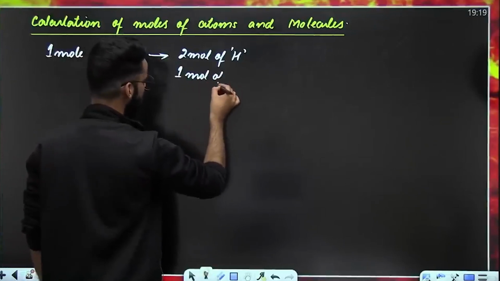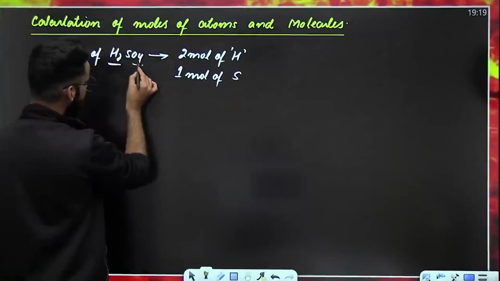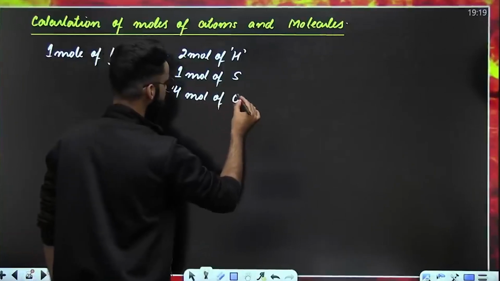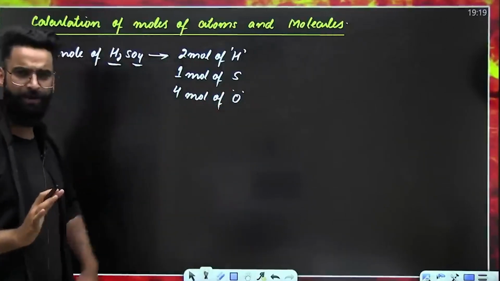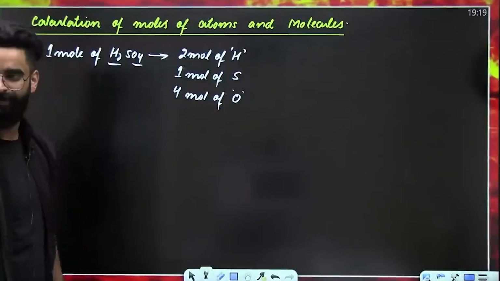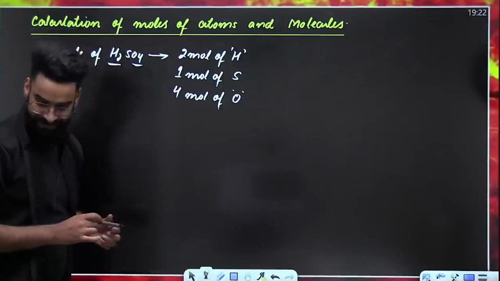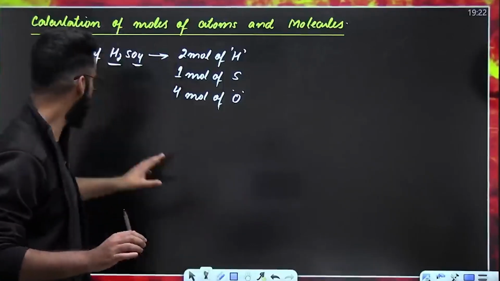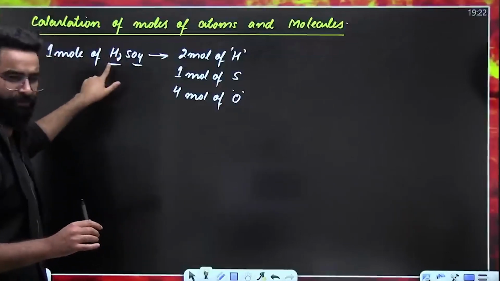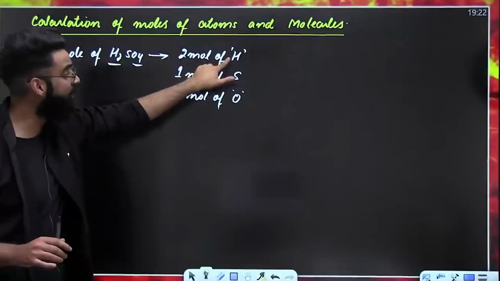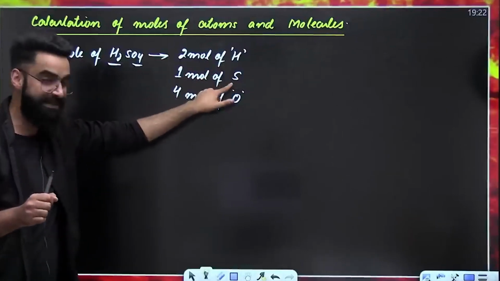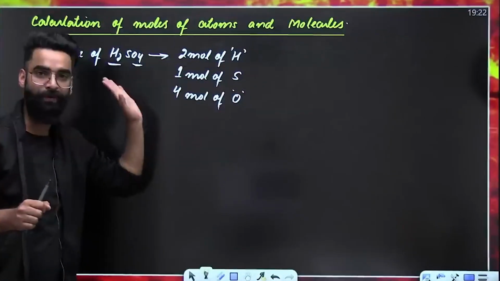Contains 1 mole of S as well. Contains 4 moles of O as well. Correct? Oxygen again I have taken in atomic form. Over here, I wrote one statement: 1 mole of H2SO4. It's very simple. In 1 mole of H2SO4, what you will find? You will find 2 moles of hydrogen atom. 2 moles of H, 1 mole of S, 4 moles of O.